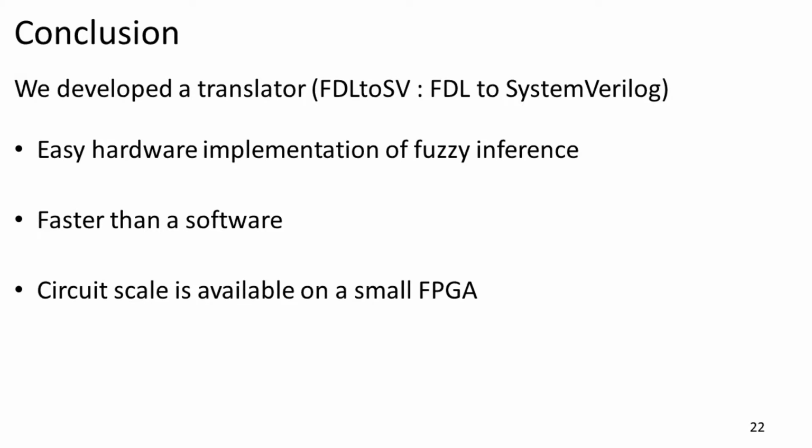Conclusion: we developed a translator, FDL2SV. It makes hardware implementation of fuzzy inference easily. A circuit generated by FDL2SV is faster than a software generated by FDL2C, and this circuit scale is available on a small FPGA.